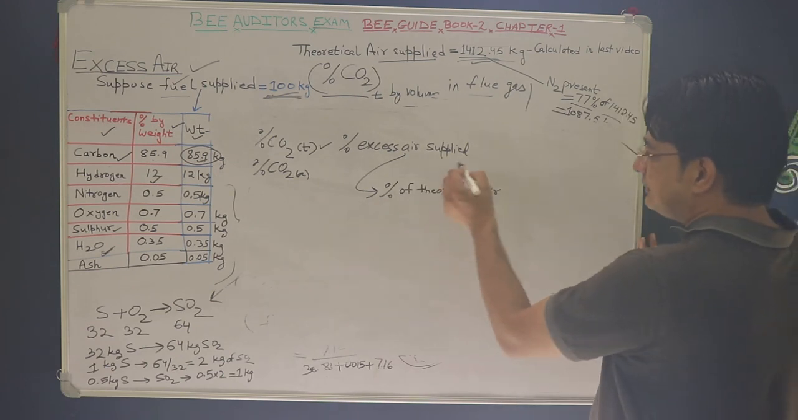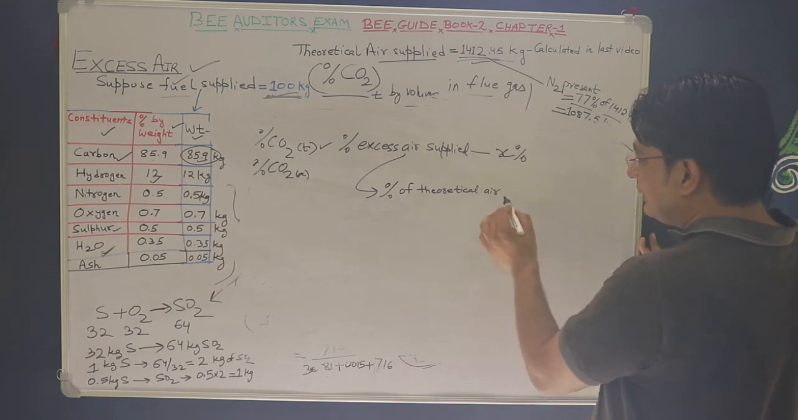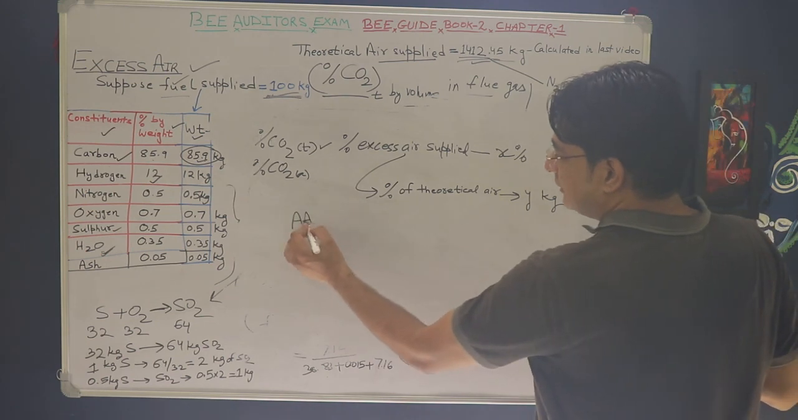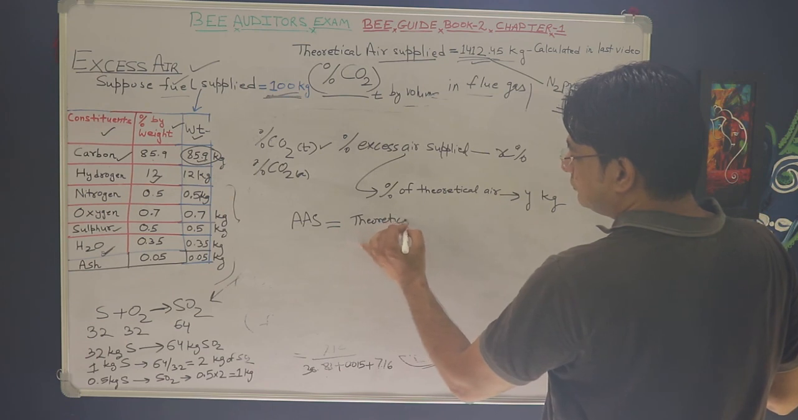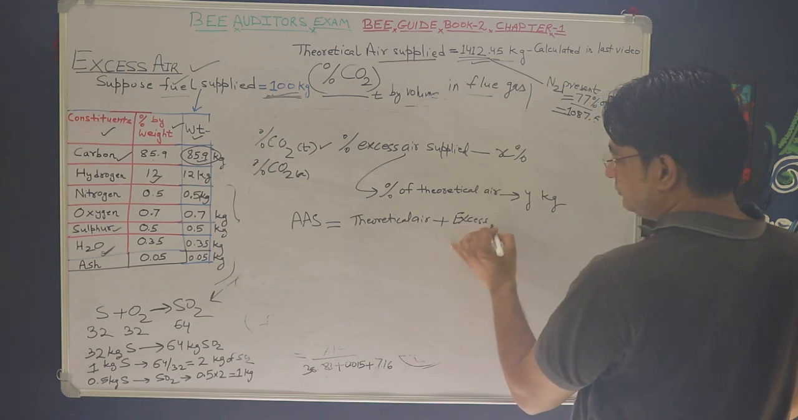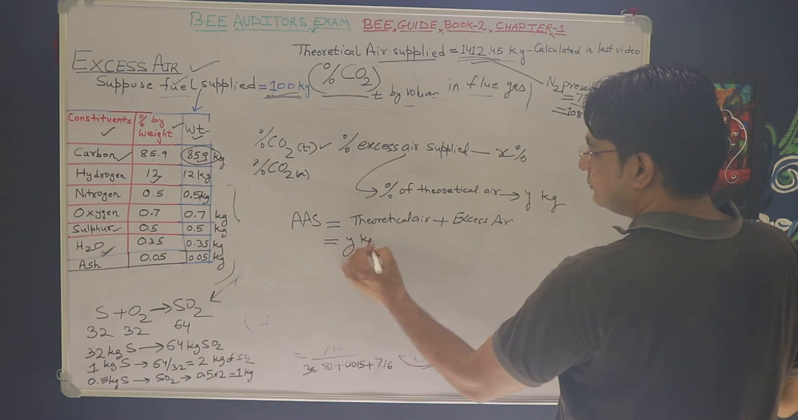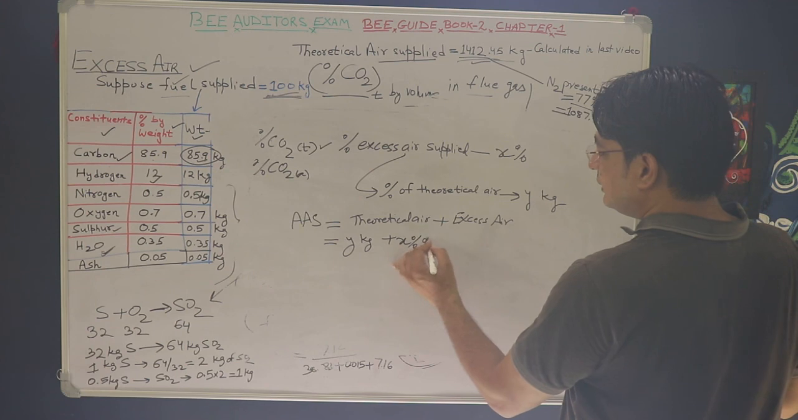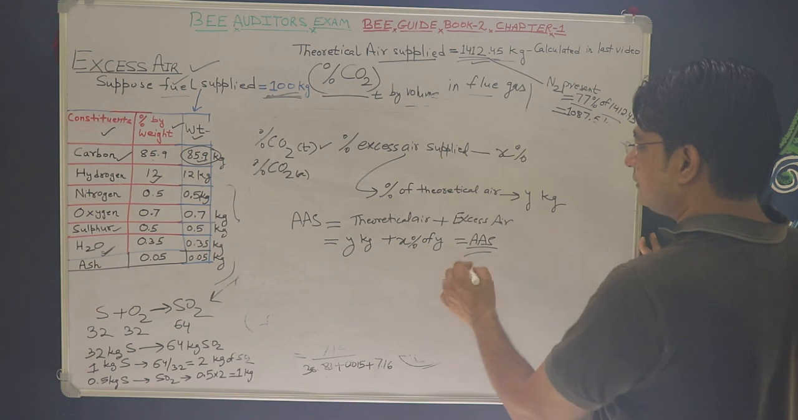Suppose you have calculated the percentage excess air supplied as X% and you have supplied the theoretical air as Y kg. So the actual air supplied will be the theoretical air plus the excess air. So the theoretical air supplied is Y kg and the excess air will be X% of Y. So this will be your total air supplied.